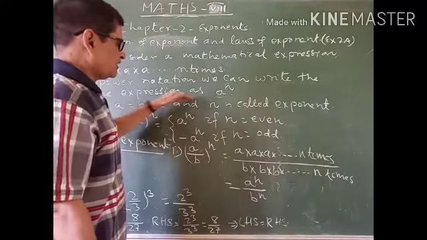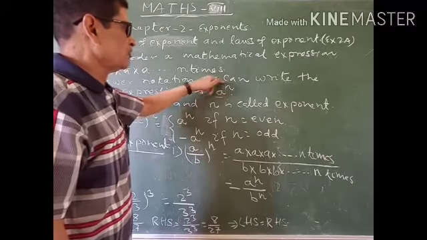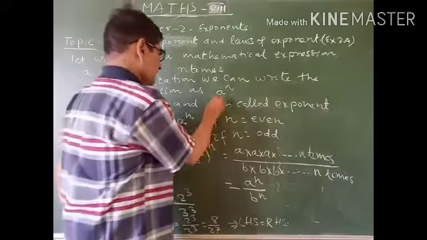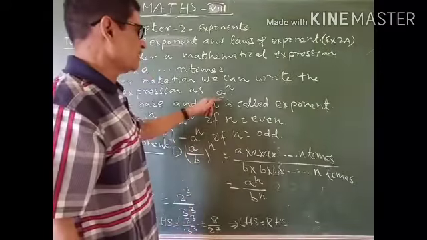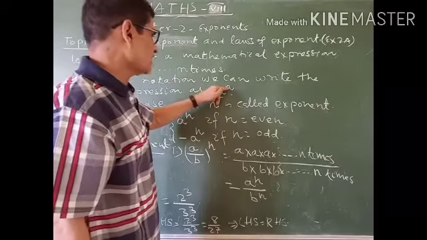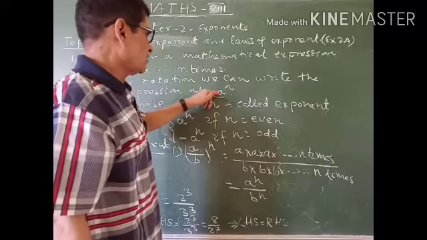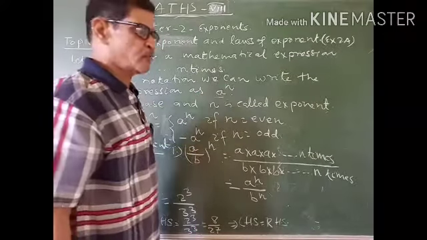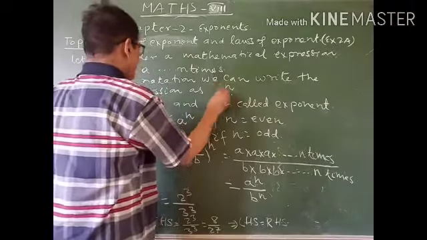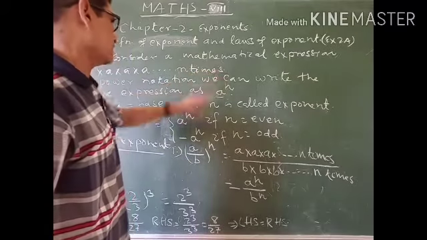Now, this is exponential form. This is known as exponential form. The base of this exponent is a and the exponent is n. It means on which the power is raised, that is called base and the power is known as exponent. And this is exponential form of this mathematical notation.